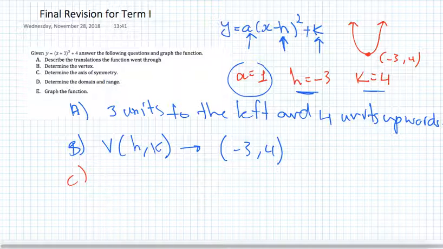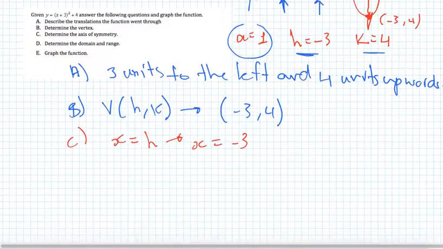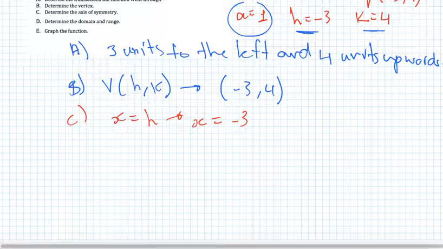C, determine the axis of symmetry. The axis of symmetry of this curve occurs at the x value of the vertex, and the x value of the vertex is x equals negative 3. So if you think about it, the x value is this point, so the axis of symmetry goes like this. That's a bad line, but it goes like that. So the axis of symmetry is an equation, and it's x equals h, which is x equals negative 3.